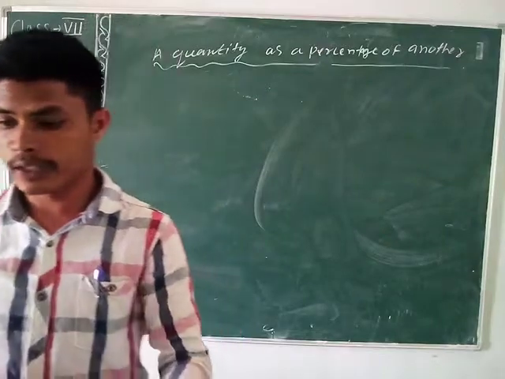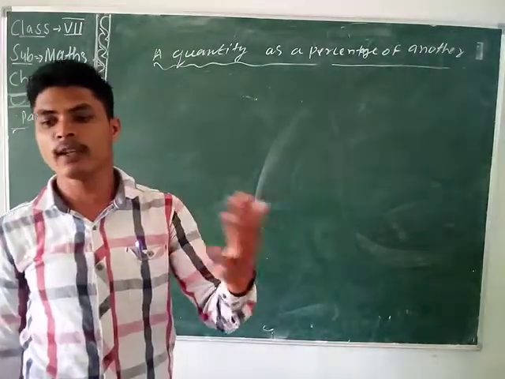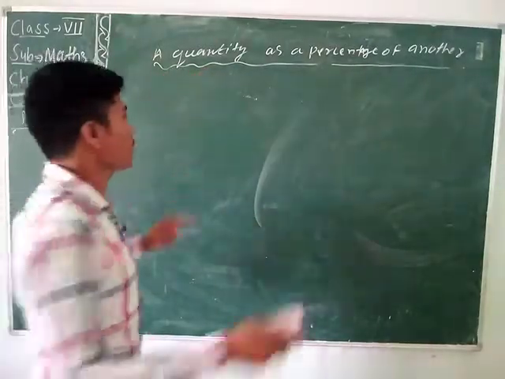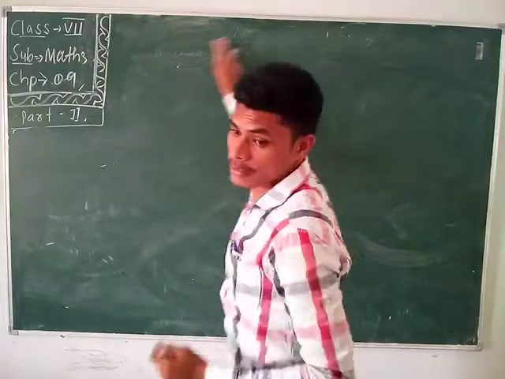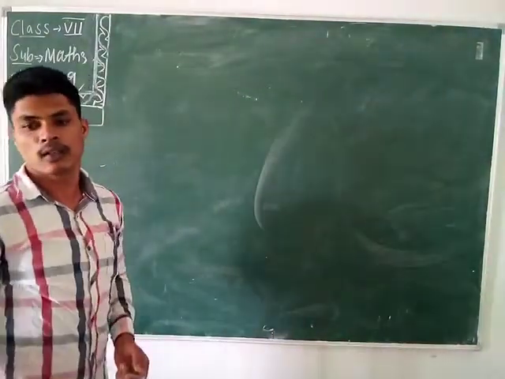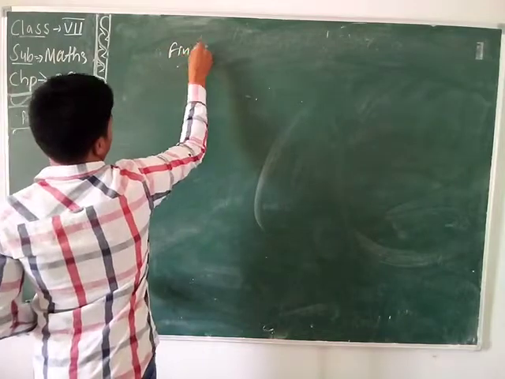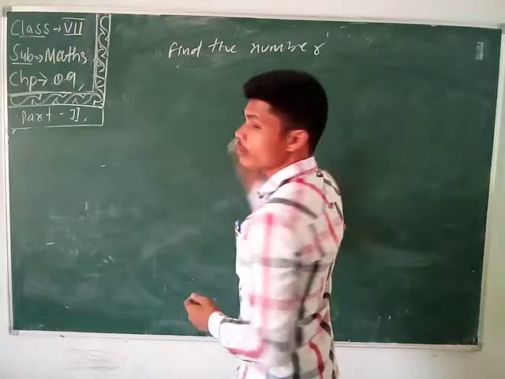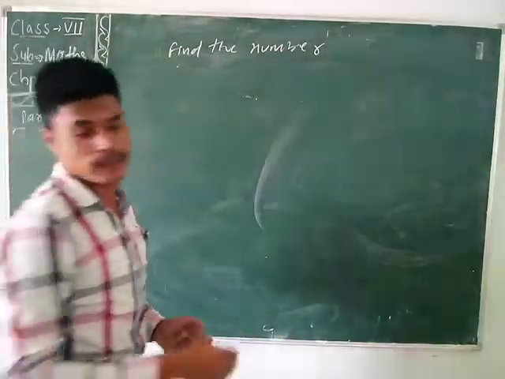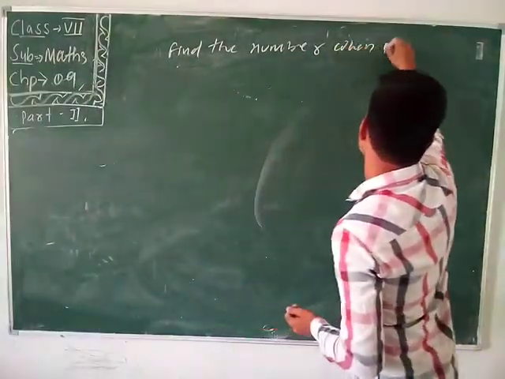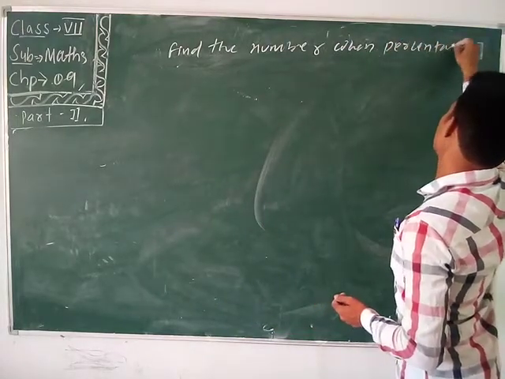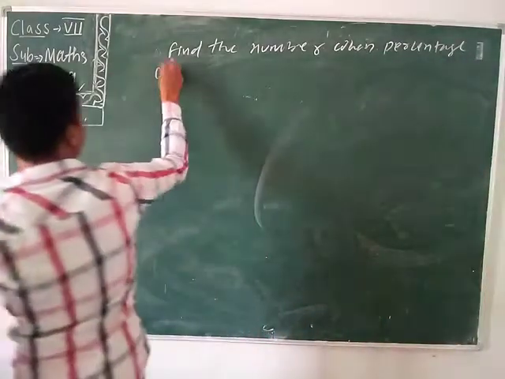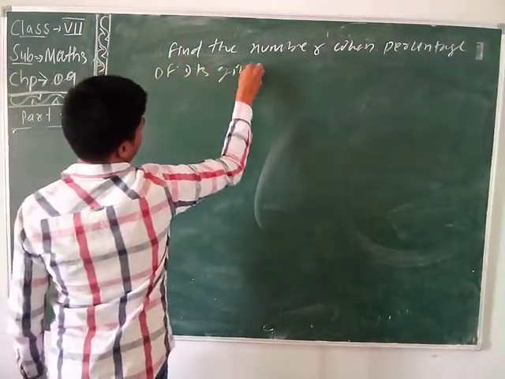What is the question? The quantity is given, that means when the percentage of it is given. You can change the topic also. Another type is to find the number. Number is not given. Percentage and quantity are given. When the percentage of it is given.